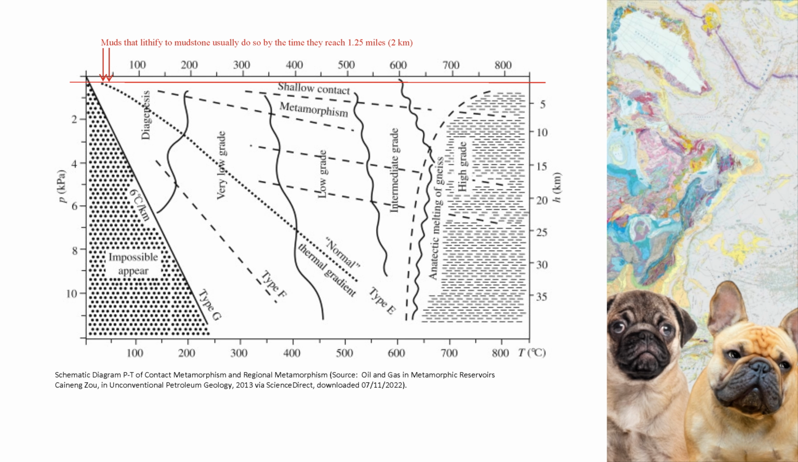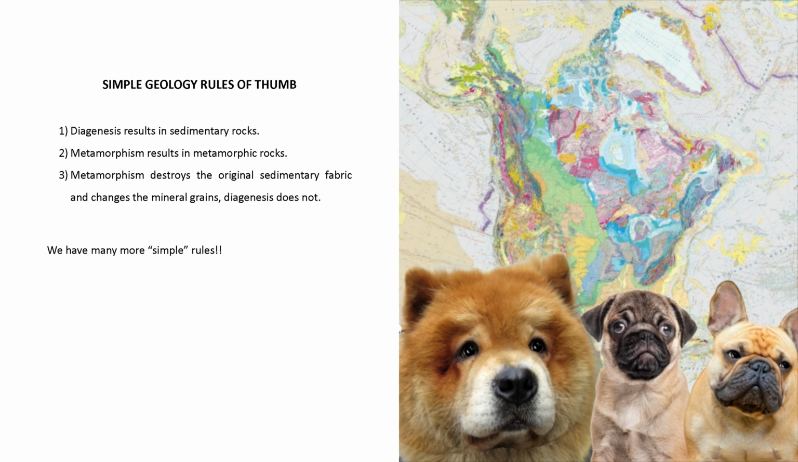We geologists are pretty simple-minded. A couple of simple geology rules of thumb are: diagenesis results in sedimentary rocks. Metamorphism results in metamorphic rocks. Metamorphism destroys the original sedimentary fabric and changes the mineral grains, diagenesis does not. Keep it simple. And with that, we will stop our diagenesis tour.